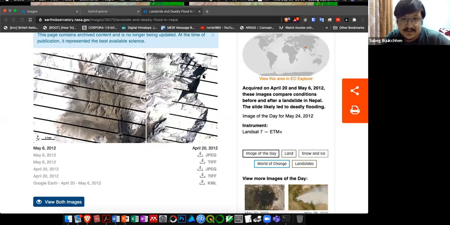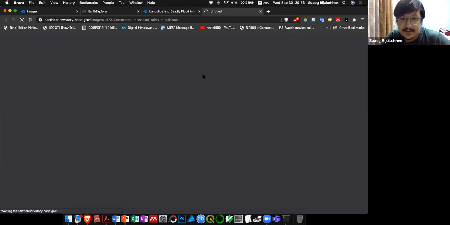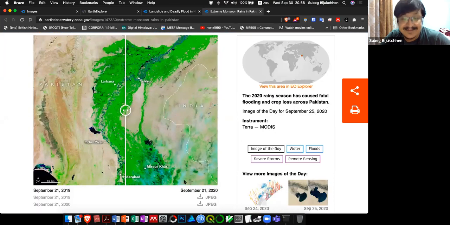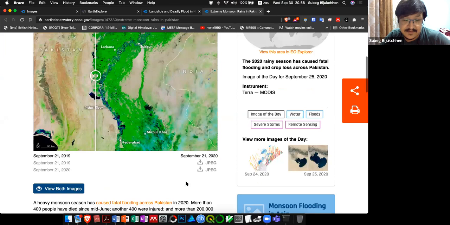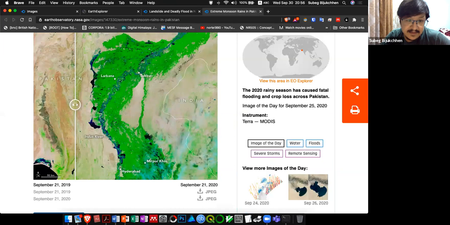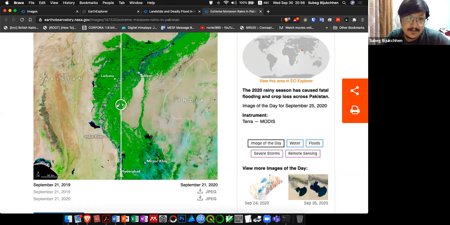If I go to this website, here I can slide it. This is 2019 and 2020. Look here, the river is very small, and if I move here, the river has become bigger. This is in Pakistan. Heavy monsoon season caused fatal flooding across Pakistan in 2020. 400 people died, and more than 200,000 homes were damaged or destroyed. Look at this area, it has become larger in the next year. The people living in this area were obviously underwater.